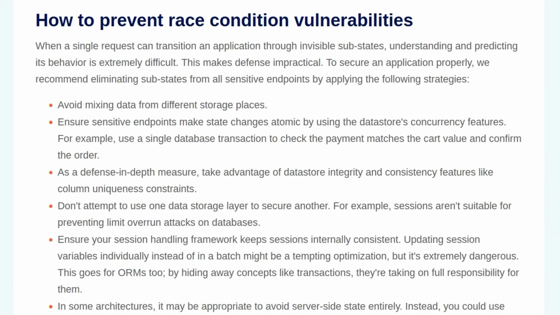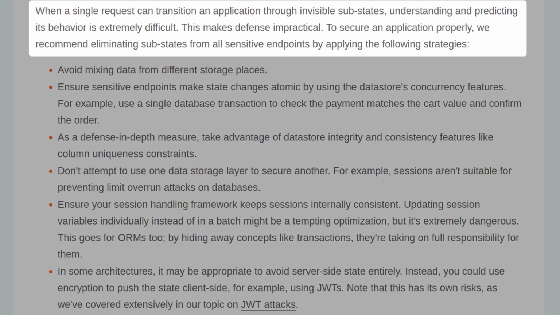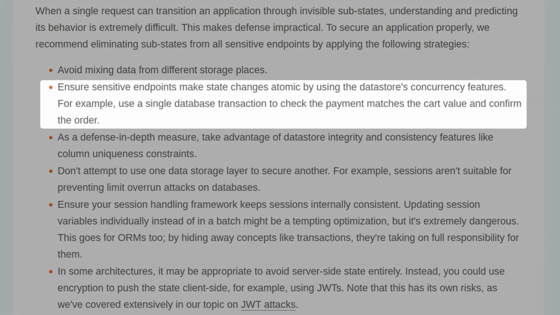Since that was the final race conditions lab, let's also look at how we can prevent these kinds of vulnerabilities. When a single request can transition an application through invisible substates, understanding and predicting its behavior is extremely difficult. This makes defense impractical. To secure an application properly, PortSwigger recommends eliminating substates from all sensitive endpoints by applying the following strategies. Avoid mixing data from different storage places. Ensure sensitive endpoints make state changes atomic by using the data store's concurrency features. For example, use a single database transaction to check the payment matches the cart value and confirm the order.